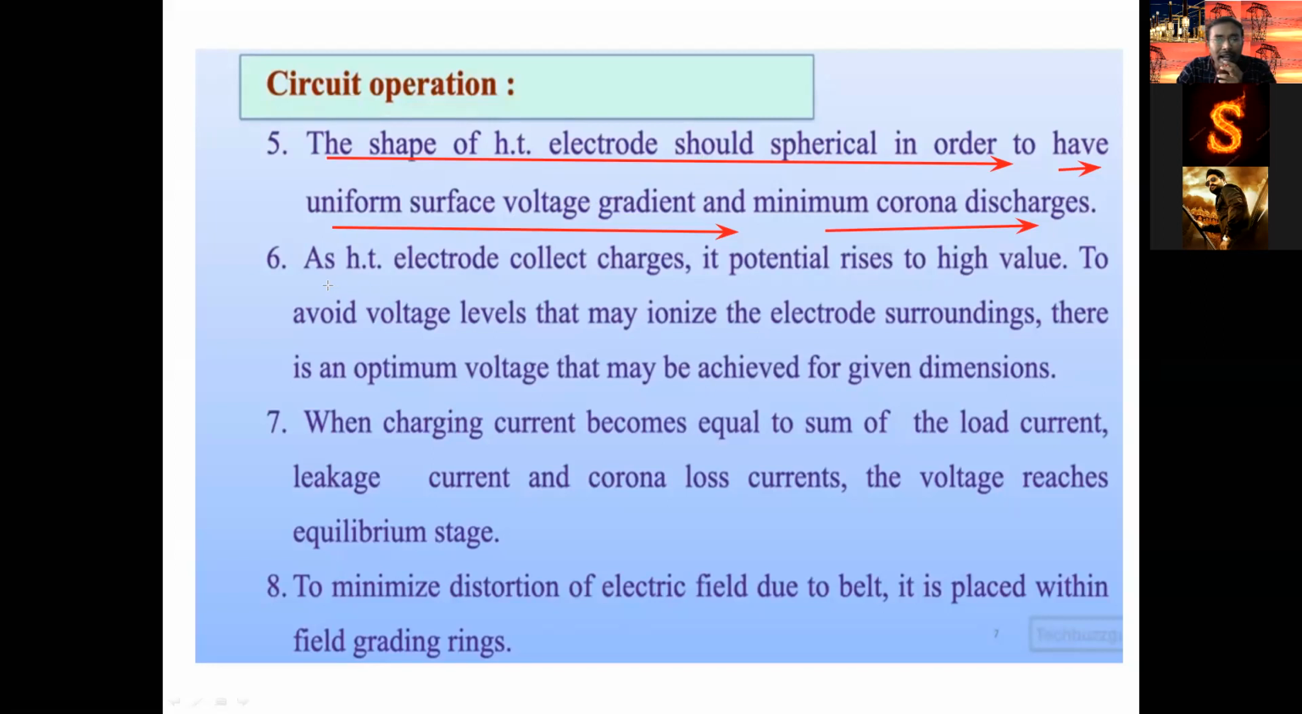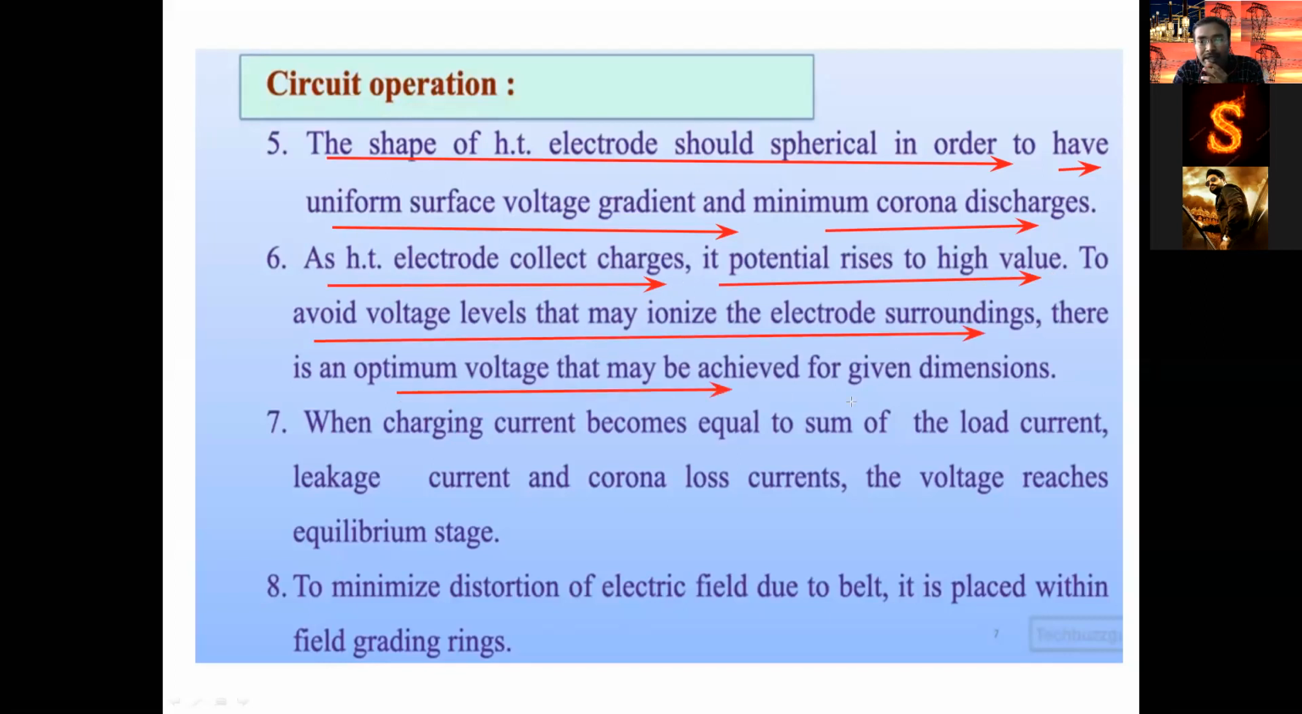Okay, as the HT electrode collects charges, its potential rises to a very high value. To avoid voltage levels that may ionize the electrode surroundings, there is an optimum voltage that may be achieved by the given dimensions. Okay, so all of you get this point.